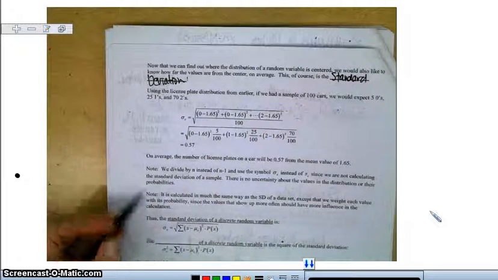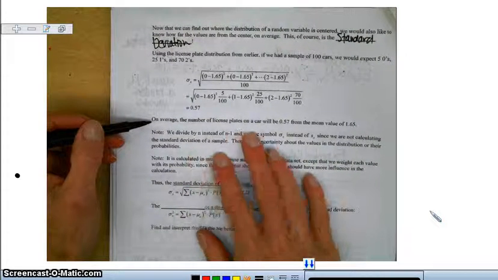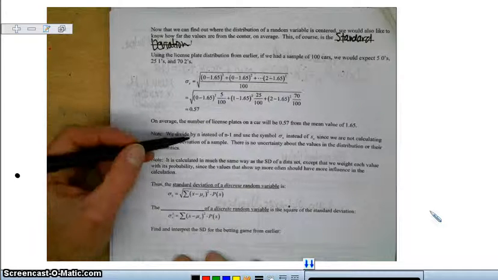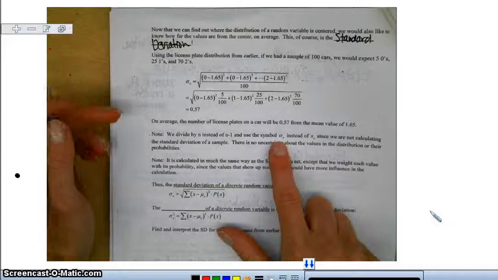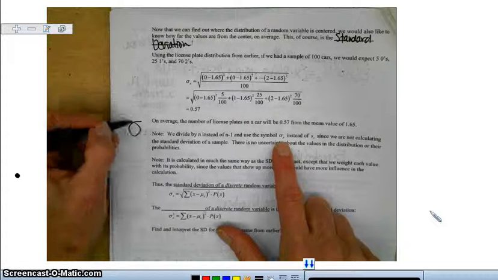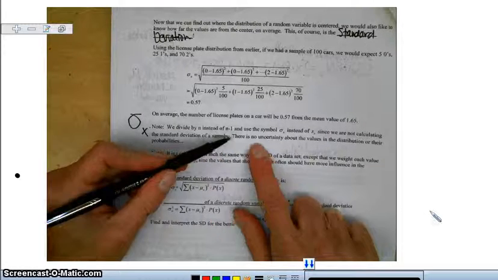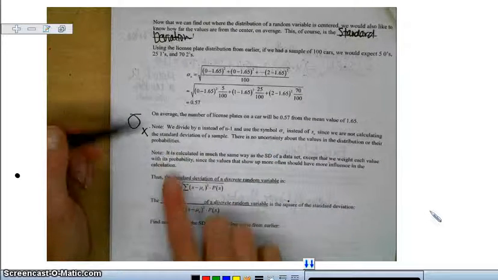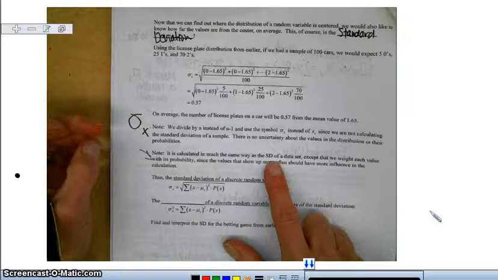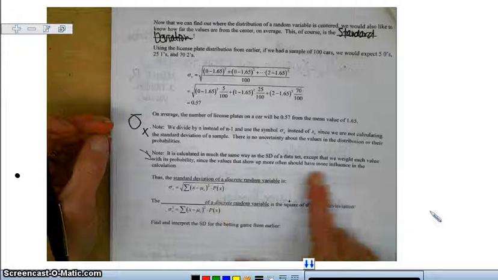It's easiest if we just go down here and look at the notes in the actual formula. So on average, the number of license plates on a car will be 0.57 from the mean value of 165. So note we divide by n instead of n minus 1 and use the symbol sigma sub x instead of s sub x. So this is the standard deviation, sigma sub x. Since we're not calculating the value of a sample, there's no uncertainty about values in the distribution. We made the probability distribution. So it's calculated a lot the same way as the standard deviation of a data set, except that we weight each value with its probability, since the values that show up more often should have more influence.